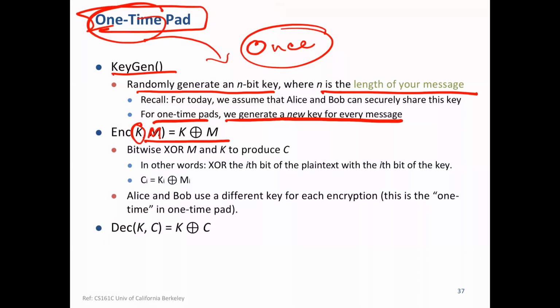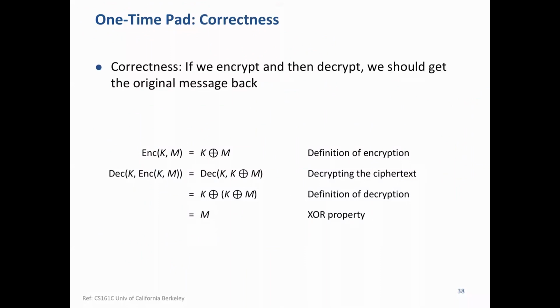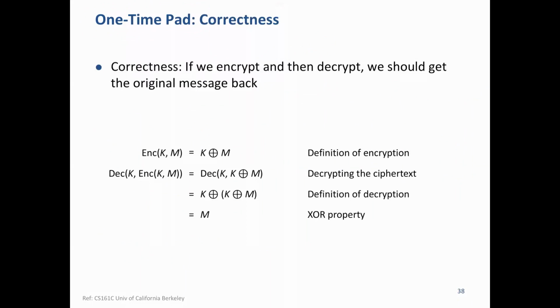Once there is a message M which Alice has generated, we use the key of the same size and do this exclusive OR operation bitwise, and get the encrypted message E_K(M), which we call C. Then we use the decryption algorithm with the same key and C to get the message back. This is simple. Correctness means that if we encrypt and then decrypt, we should get the original message back, which is fine.